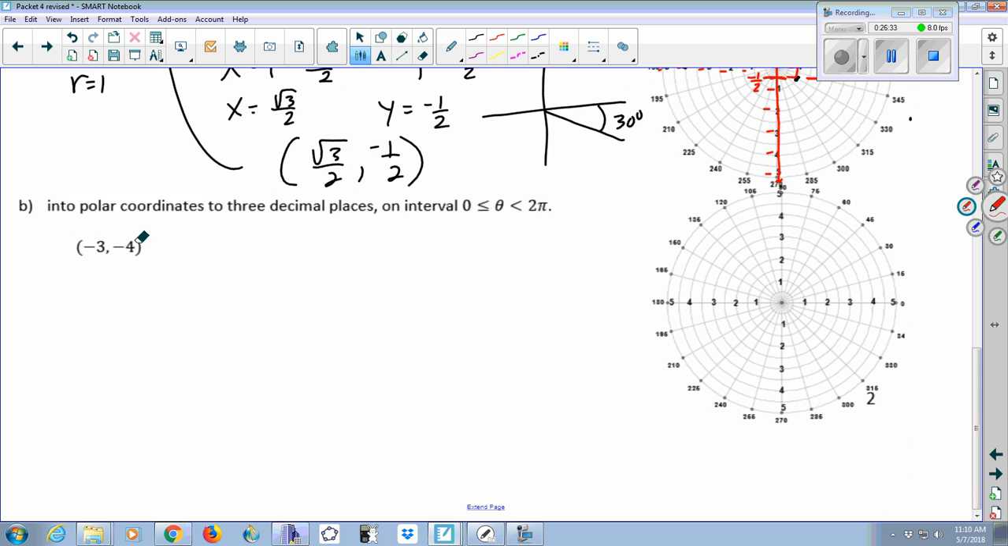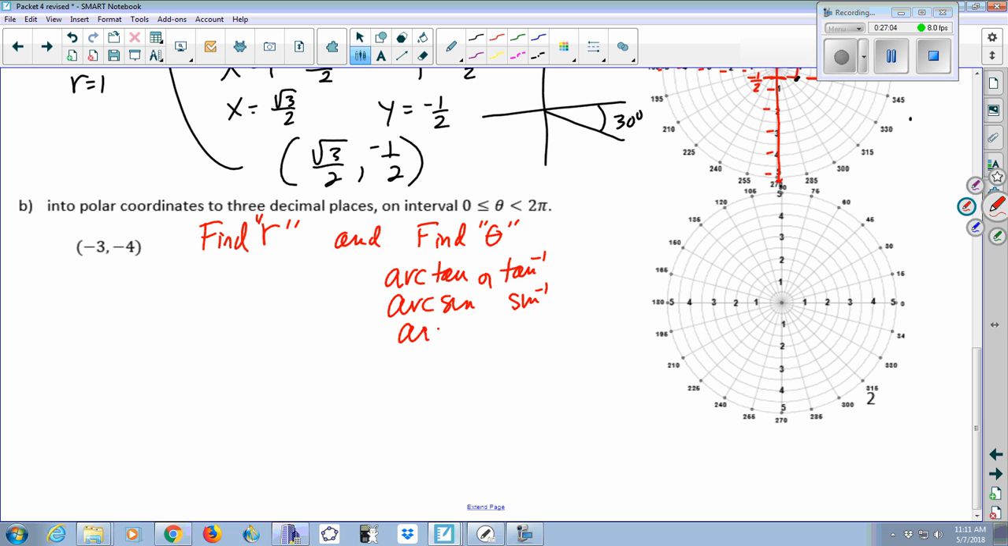All right, let's go the other way. Let's put this xy point into polar coordinates. So for polar coordinates, we're going to need to find r, and we're going to need to find theta. To find theta, we know we have to use an arc tan, or tan to the negative 1, an arc sine, or sine to the negative 1, or an arc cosine. That's just two different ways to say your inverse trig function. So one of those three we're going to have to use to find theta.